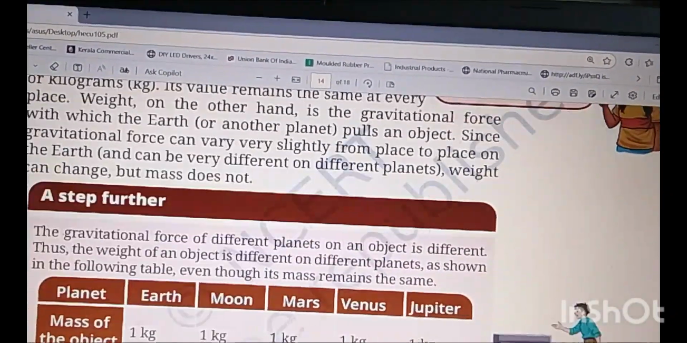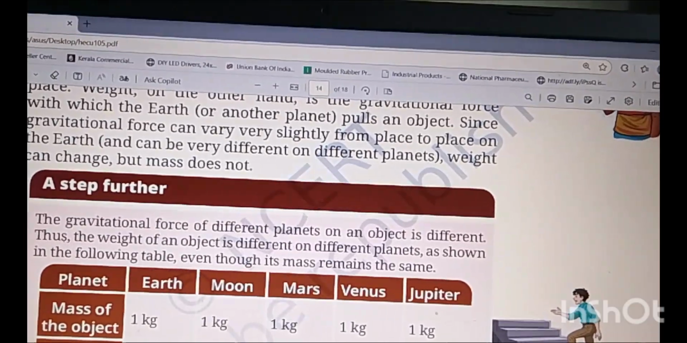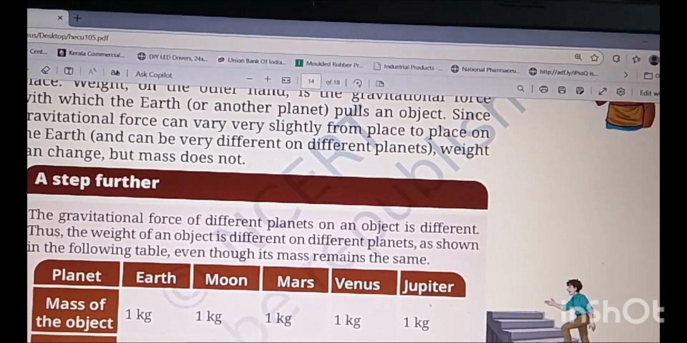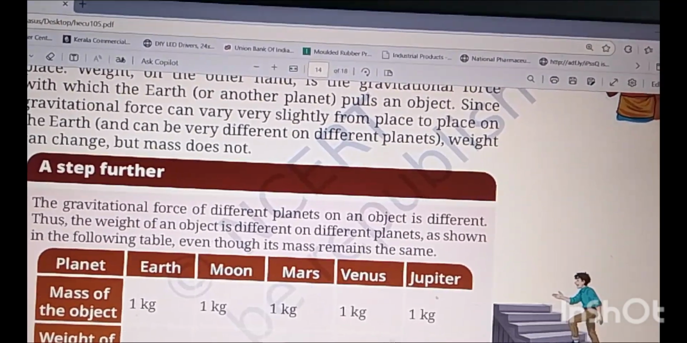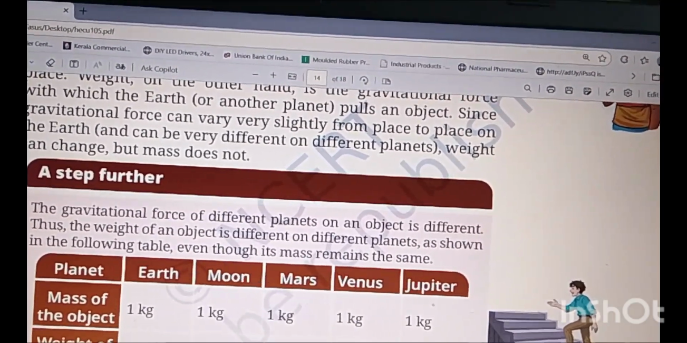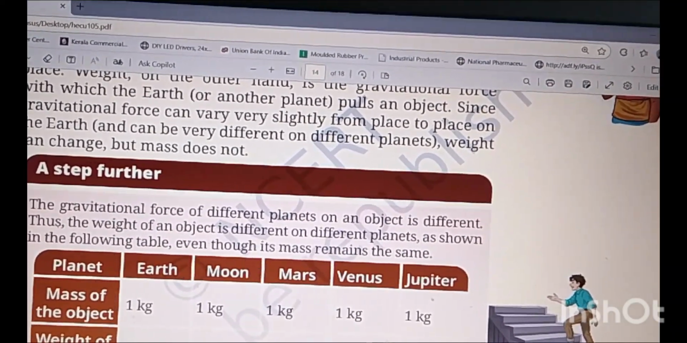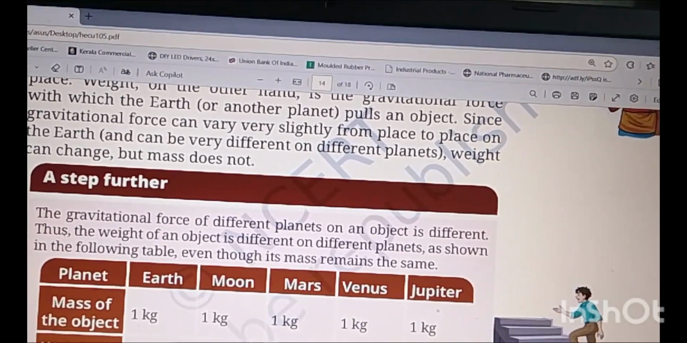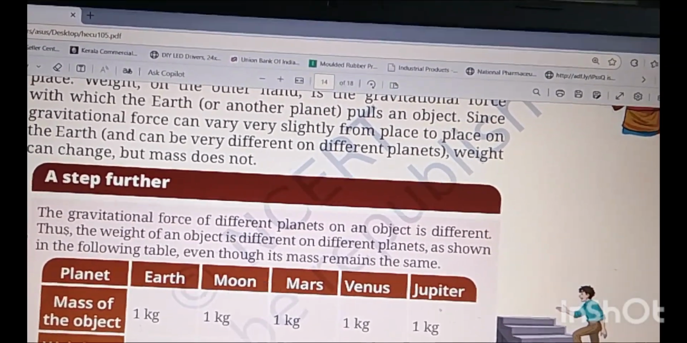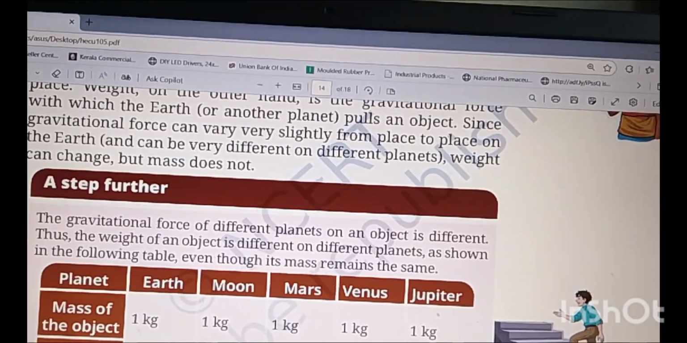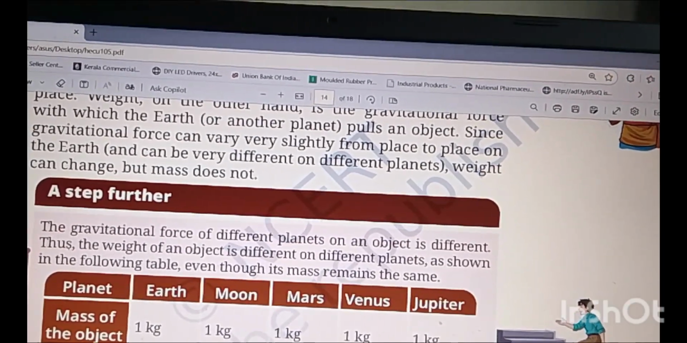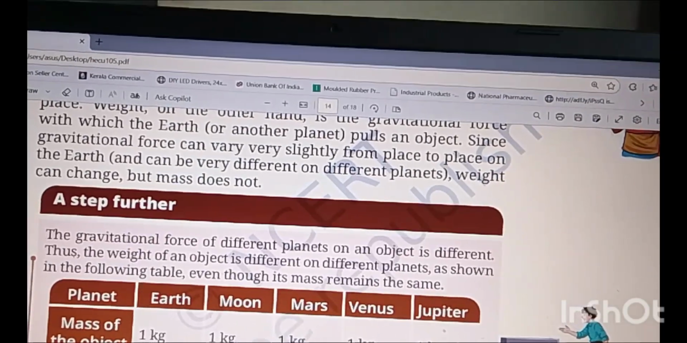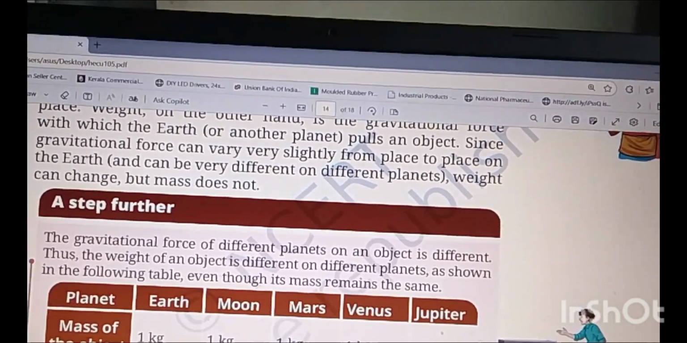Earlier we learned about mass and weight. Mass is the amount of matter contained in an object. It will remain the same even if we are on Earth or on the Moon or any other planet. The mass remains the same. But what is the weight? Weight is actually the force which pulls the object towards the Earth. So that gravitational force will be different on different planets, right?